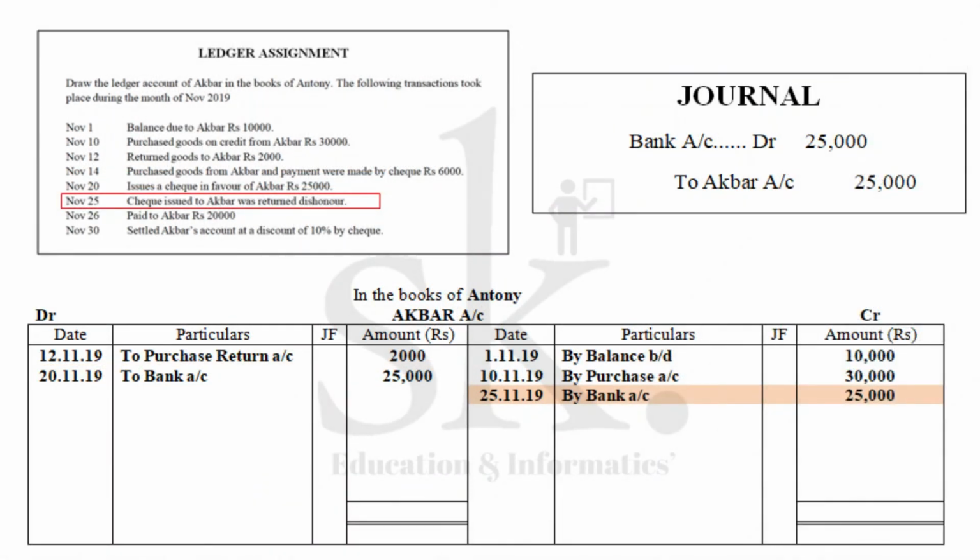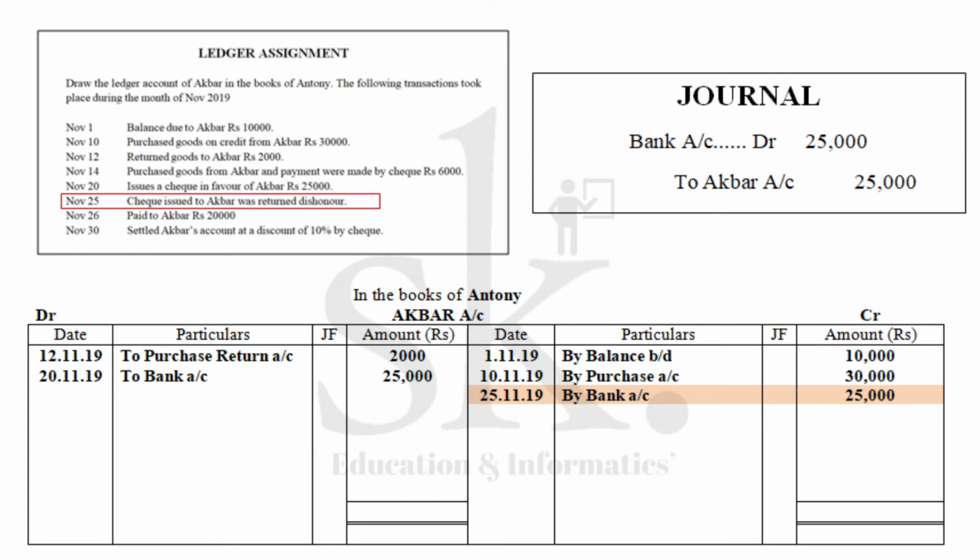On 25th of November, the check issued to Akbar was returned dishonored. Now you know a dishonor might happen because of insufficient funds, or your signature is not matching, or there can be any other reason. So if you previously passed a transaction Akbar account debit to bank when you issued a check, then once it is dishonored, we need to reverse or nullify the transaction which was done on 20th of November.